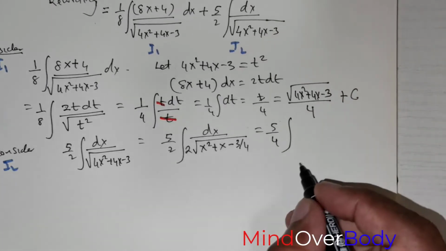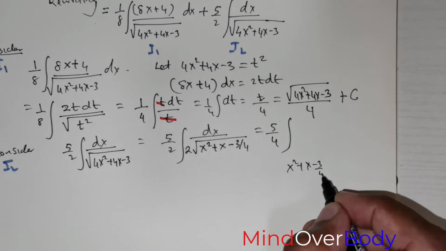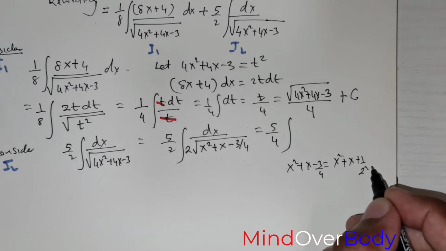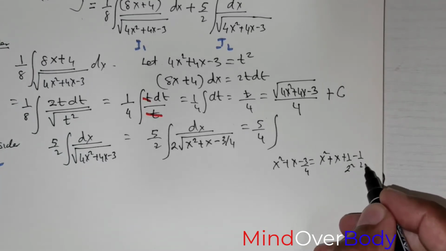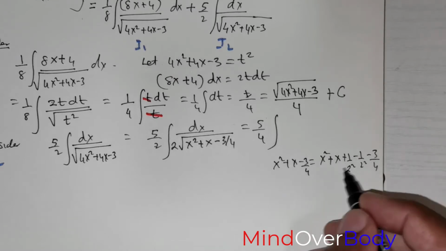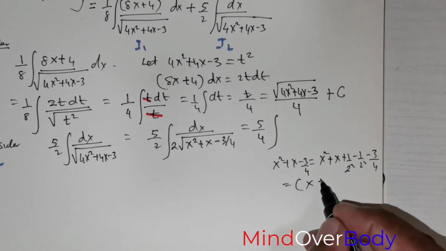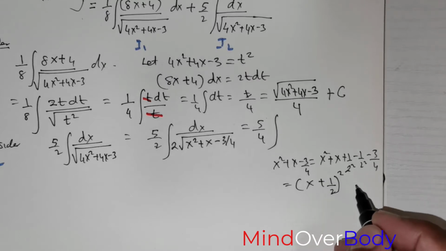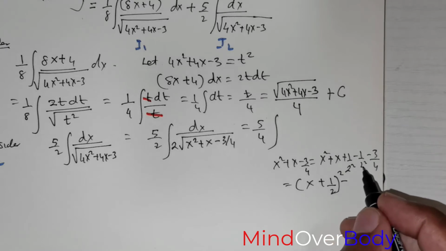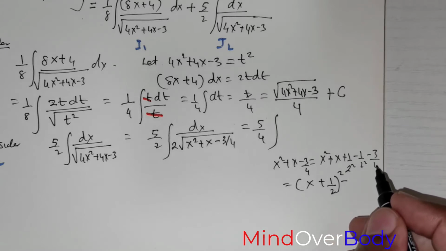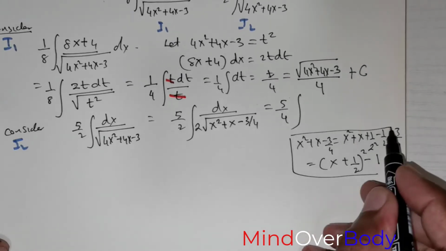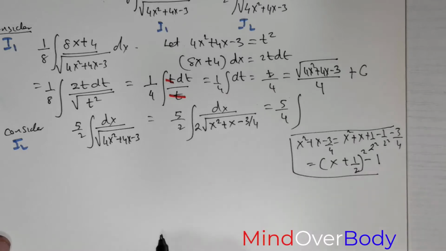Now I want to write x squared plus x minus 3 over 4 as a perfect square. That is achieved by adding 1 over 2 squared and subtracting 1 over 2 squared, followed by the quantity 3 over 4 with a negative sign. So this entire quantity is rewritten as x plus 1 over 2 raised to the power of 2. If you simplify negative 1 over 4 with negative 3 over 4, you would get a negative 1 there. So I can use this instead of this.